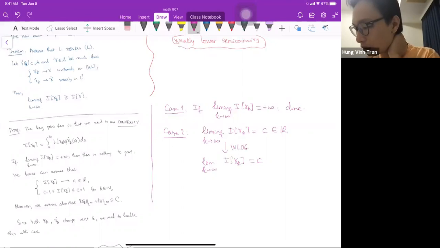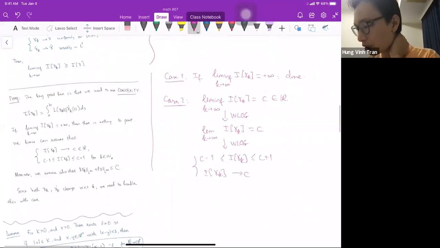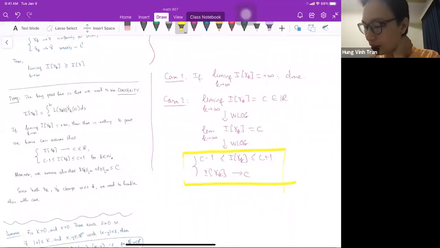Without further loss of generality, we can assume that not only is it converging to c, but c minus 1 is less than or equal to I(gamma k), which is less than or equal to c plus 1, by taking k large enough, and I(gamma k) converges to c. I'm just putting us in this setting so that everything is simpler.